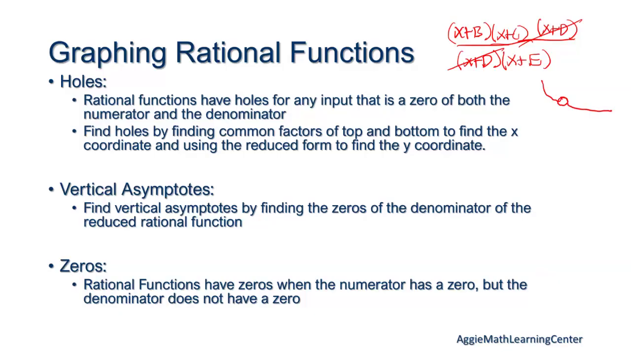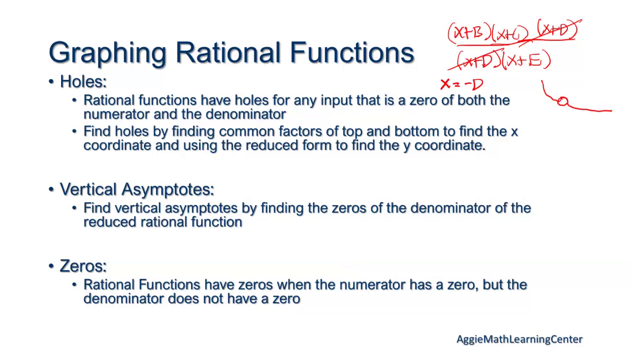The way you find that hole is, your hole would be at x equals negative d, and then you plug negative d into the reduced form, which is what's left after you divide the hole out. That would be your y value, when you plug the x into that equation. So that's holes.